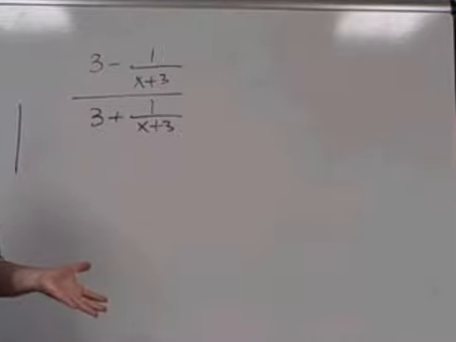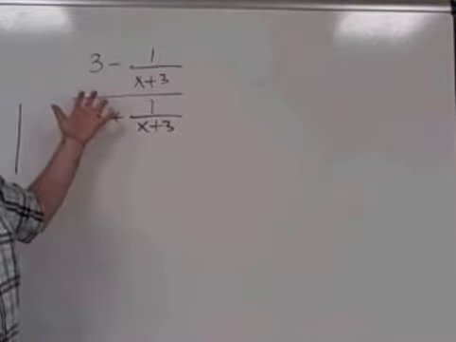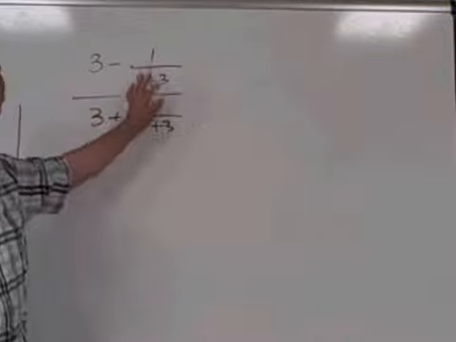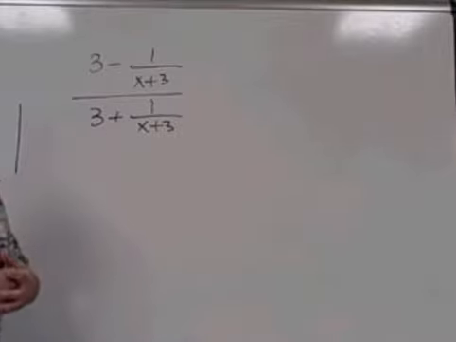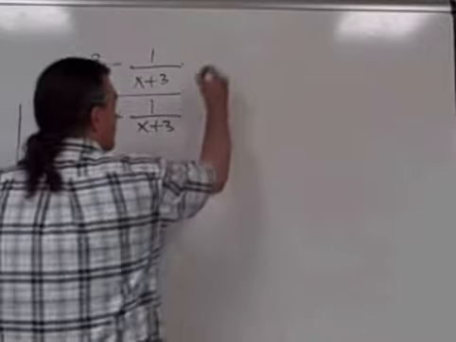And our plan of attack that we've been using is to find a multiplier which would cancel the denominators of the fractions within the overall fraction. That will at least give us one step towards making a simpler fraction. In this case, that multiplier needs to be x plus 3.